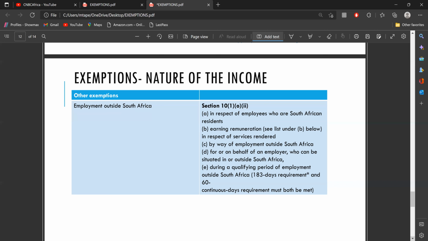What's important is you're a South African resident, you're earning remuneration in respect of services rendered by way of employment outside the Republic, during a qualifying period of employment outside South Africa of 183 days, plus an additional 60 days. So both of these requirements must be met. You must have spent 183 days outside the Republic, plus an additional 60 days outside the Republic for you to qualify for the Section 10(1)(o) exemption, right?